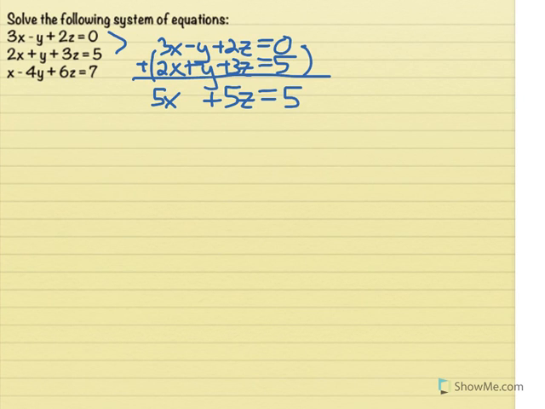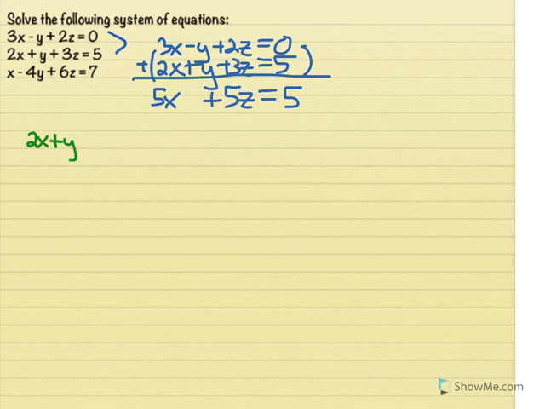There we go. Okay, so we have 5x plus 5z equals 5. That is one of our new equations, which we got from eliminating y. So now what we need to do is take another pair of equations. So we did equation 1 and 2. We now want to either use 1 and 3 or 2 and 3, and we want to eliminate the same variable. So I'm going to take 2 and 3 just because it doesn't really matter in this case.